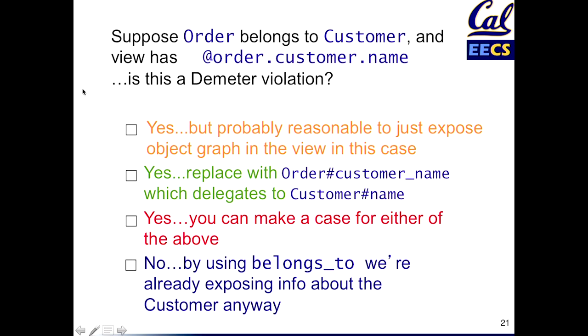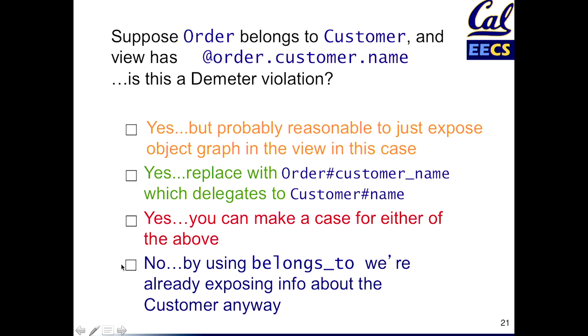And your choices are: technically yes, but in this case it's a reasonable one. It's one you're willing to live with, because the whole point of a view is to show information about models. So you're just exposing the object graph, not a big sin. You're not hardwiring this into the logic of your application anywhere. Or you might say technically yes, and if you're a purist, you could create a delegate method, customer_name, let's say, that just delegates down to customer.name, kind of like we saw in the Demeter example, and that would fix it. You might say yes, and actually either of the above. Depending on your engineering taste and judgment, you could do either number 1 or number 2.